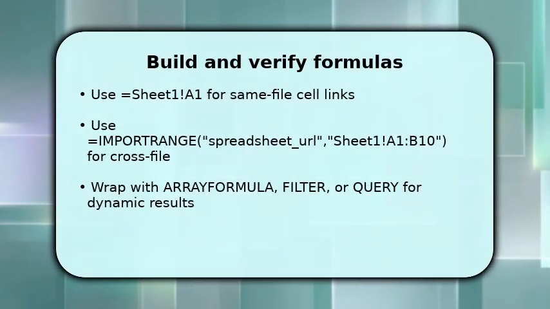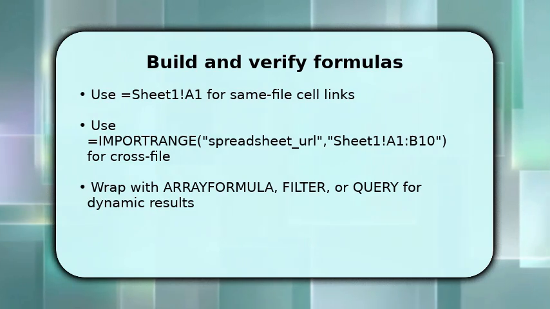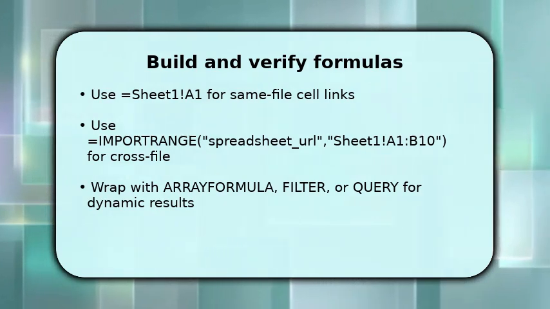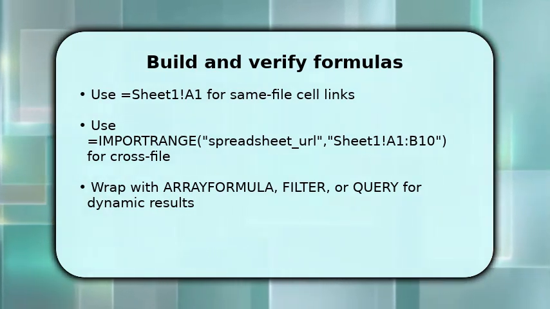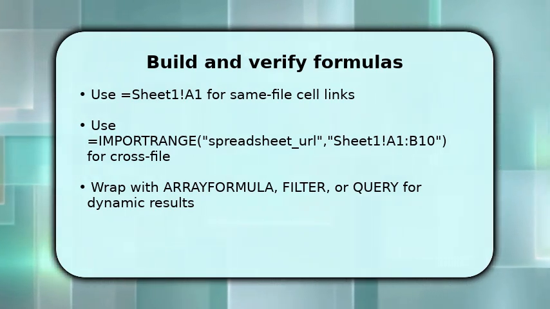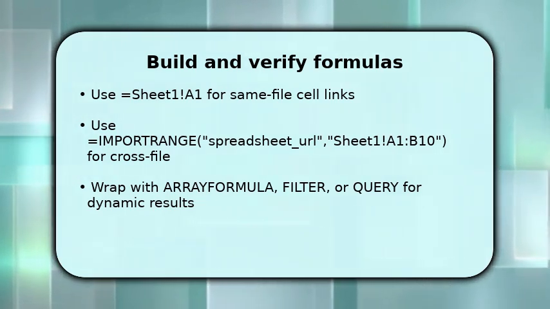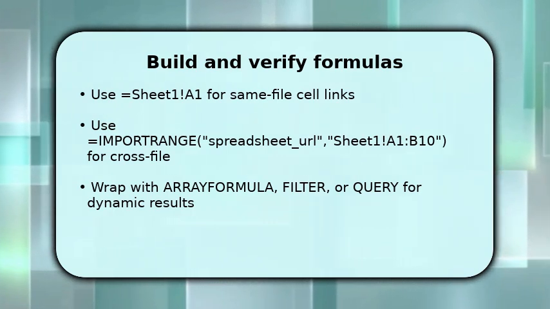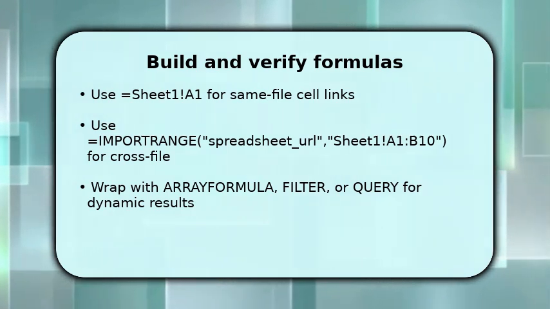You now construct the actual link. For same-file linking, type =Sheet1!A1 or =Sheet1!A1:B10, which is instant and updates live. For another file, enter =IMPORTRANGE(spreadsheet URL, "Sheet1!A1:B10"), then grant access when Google prompts.